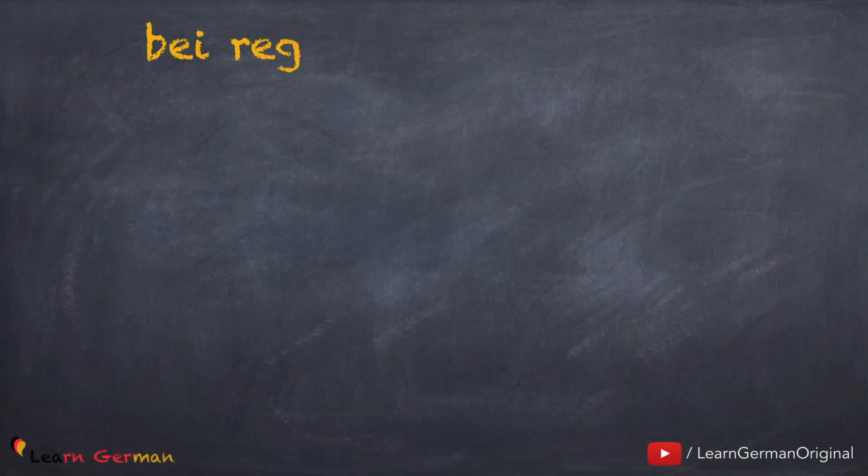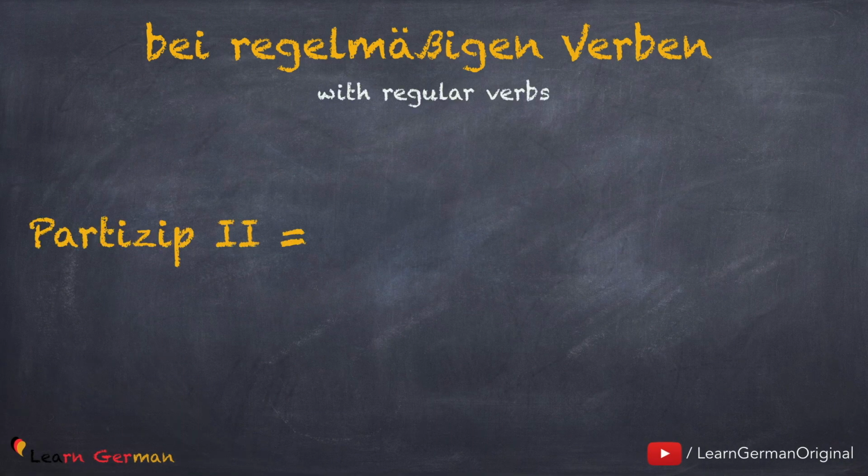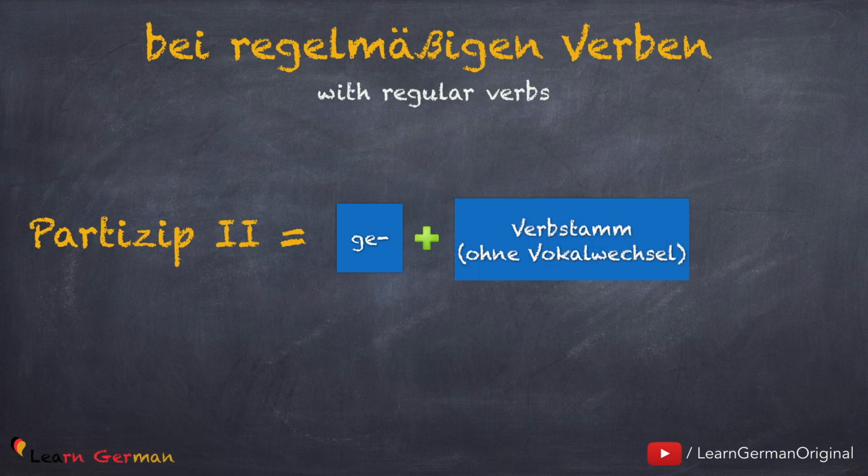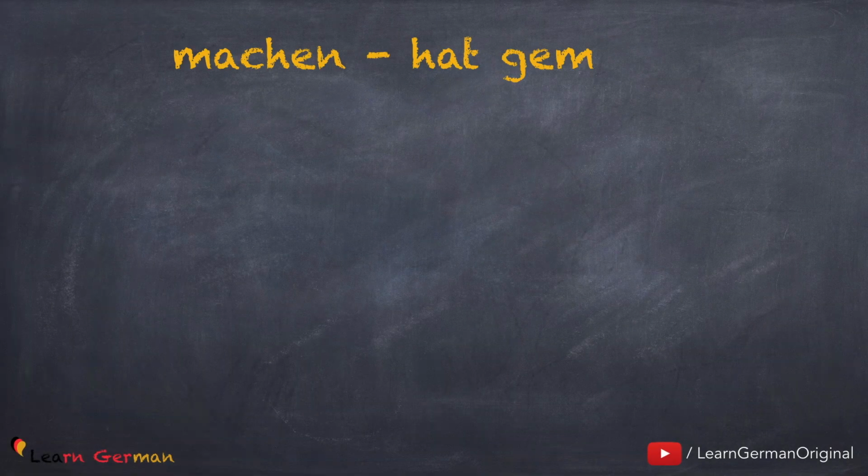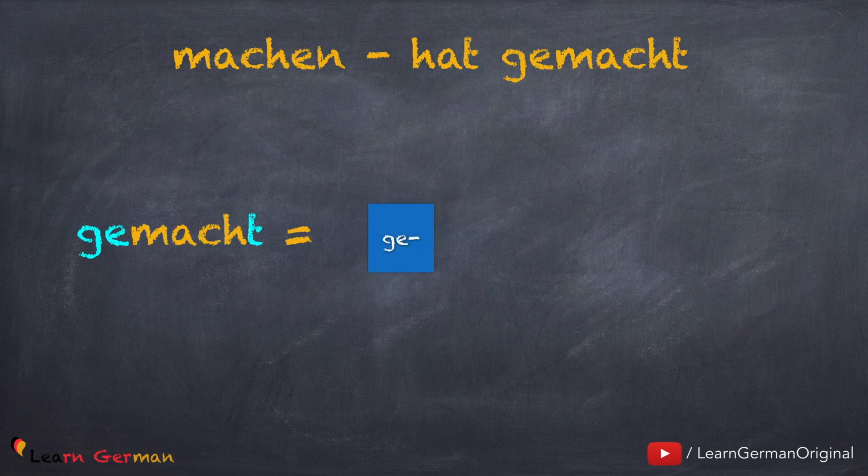Let's see how to make Partizip II for regular verbs. Bei regelmäßigen Verben, you add ge to the Verbstamm. The Verbstamm has no Vokalwechsel, which is typical for regular verbs. At the end, you will add a t or et. We'll do a few examples to understand this better. Here's the first regular verb. Machen. Hat gemacht. The Partizip II takes ge plus Verbstamm, that is mach, plus t at the end.